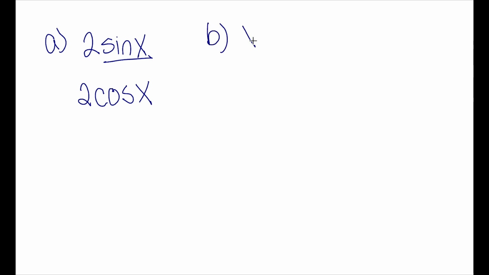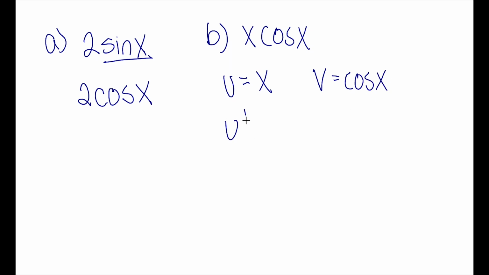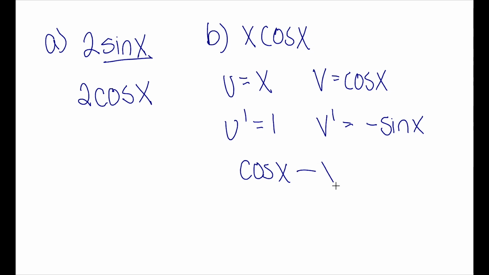Now if I have x times cosine of x, I have to use the product rule. U equals x, and v is cosine of x. U prime would be 1, and v prime would be negative sine x. So multiply diagonally, we get 1 times the cosine of x plus x times the negative sine of x, which is equal to cosine x minus x sine x.